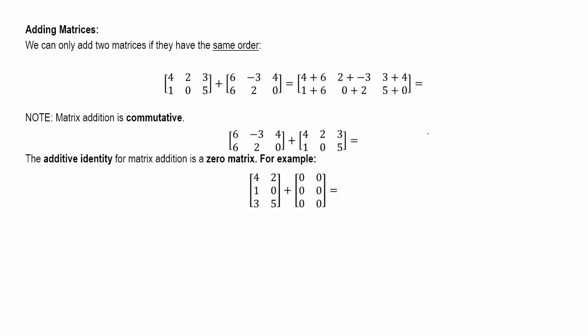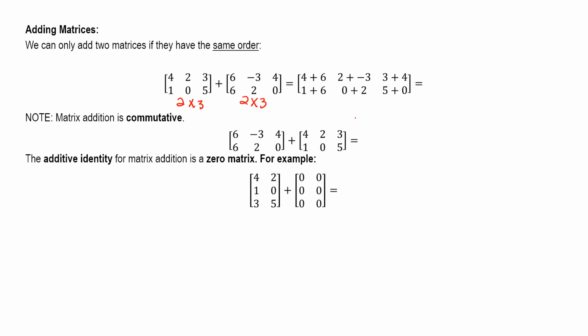All right, we're adding matrices now. This is pretty simple. We can only add two matrices if they have the same order. So in this problem right here, you've got a 2 by 3 matrix, and you want to add it to another 2 by 3 matrix. That's how it has to be. You can't add two matrices that don't have the same order.